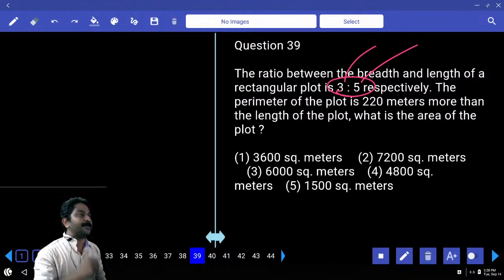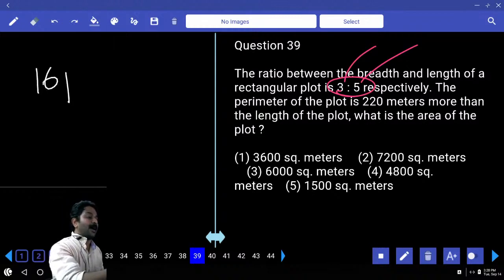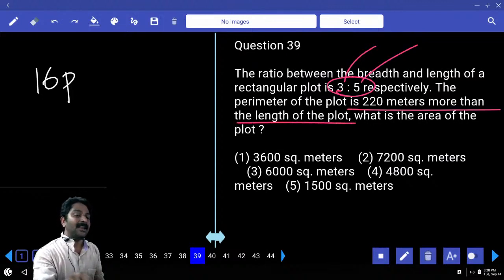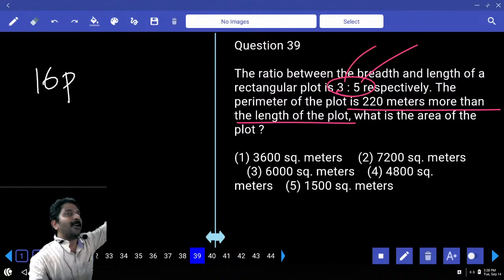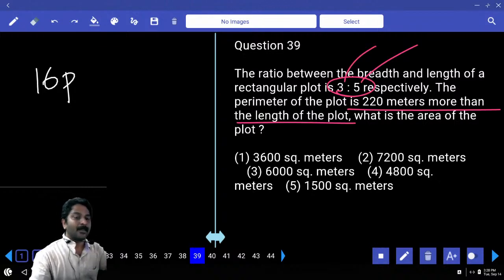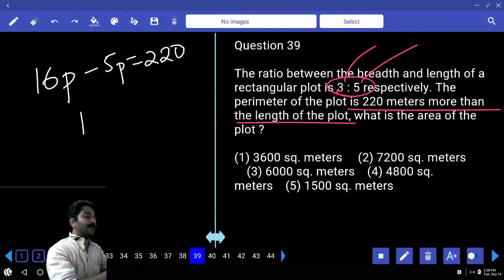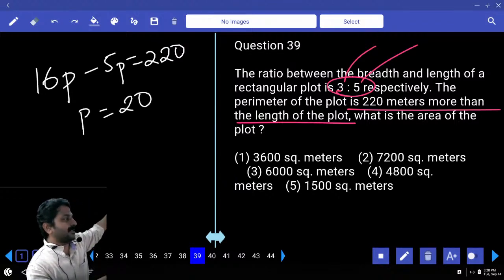What is L plus B? 8 parts. 2 times 16 parts is 220 meters more than the length of the plot. What is the length of the plot from the number of parts? 5 parts. So the difference between 16 parts and 5 parts is mentioned as 220. From this, 11 parts is equal to 220, so 11 times P is equal to 220, P is equal to 20.